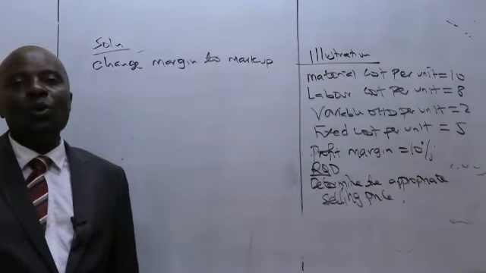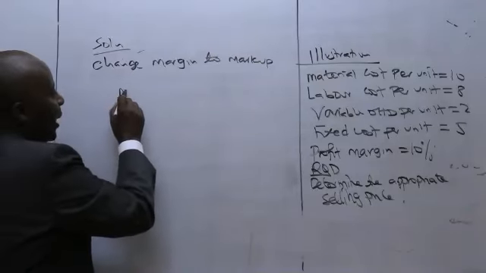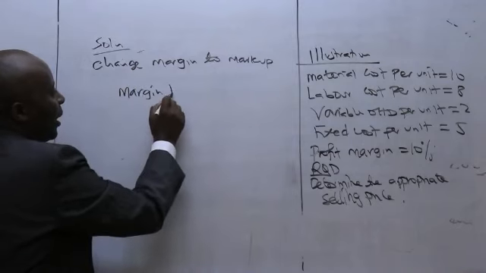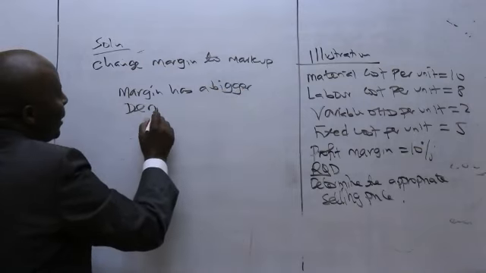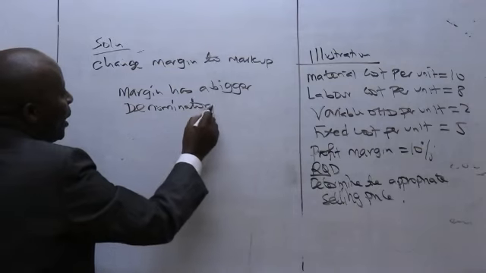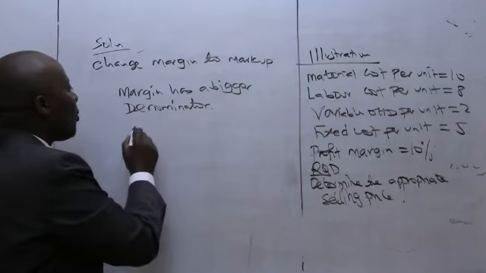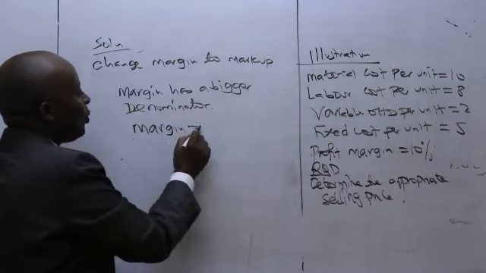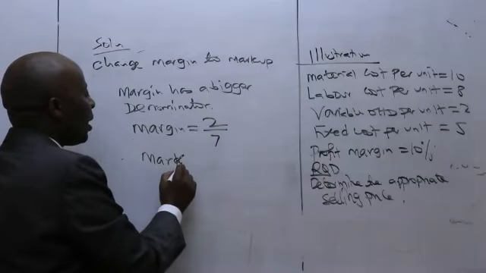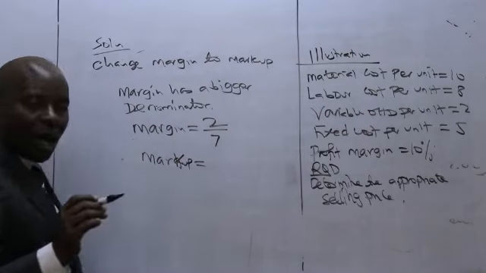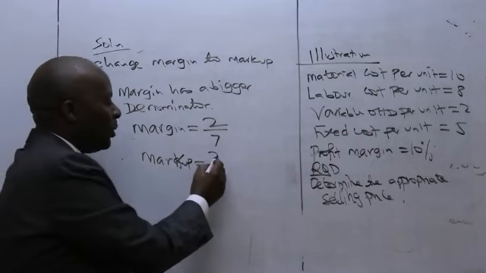The thing that we need to know is this: margin has a bigger denominator. If you tell me that the margin you have is 2/7, then I will appreciate that the markup will have a smaller denominator. So the markup will be 2/5.